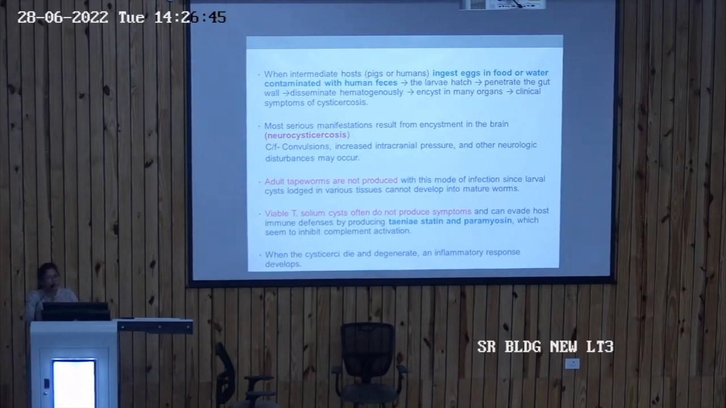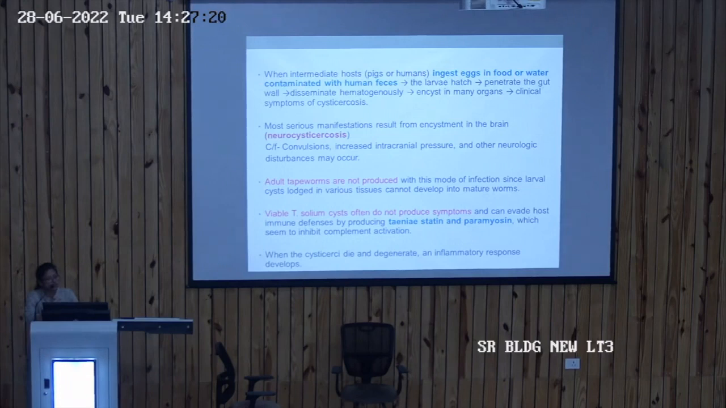So in this, the eggs in the food or water are taken up, larvae hatch, penetrate the gut wall, and are encysted in many organs. These larval cysts cause cysticercosis, not the adult tapeworms. You should remember that. Adult tapeworms are formed in taeniasis, while the larval cysts are lodged in various tissues, cannot develop into mature adult tapeworms, and cause cysticercosis.